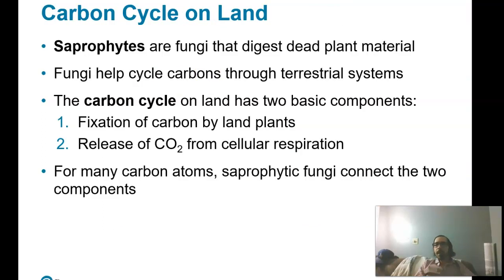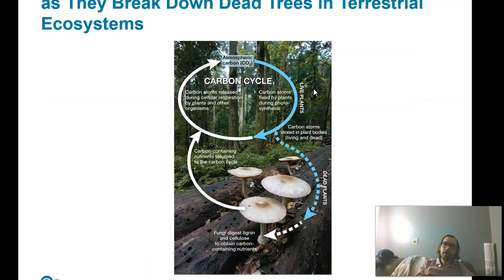Saprophytes are fungi that digest dead plant material. So these types of fungi help cycle carbon through the terrestrial systems. The carbon cycle on land has two basic components. There's the fixation of carbon by plants, and then there's the release of carbon dioxide by cellular respiration. And so for many of these carbon atoms, the saprophytic fungi connect the two components.